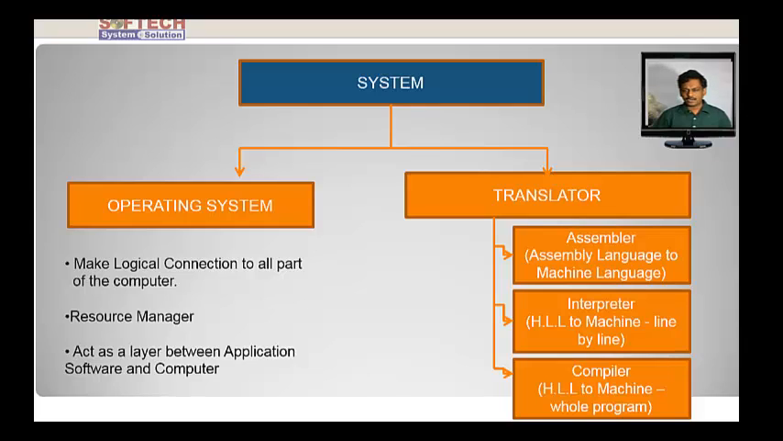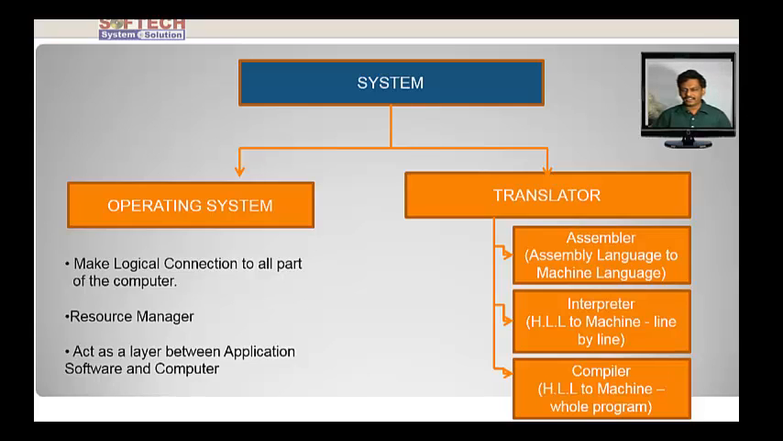But the interpreter is also a software. That software converts a high level language program into machine language, but line by line. What is line by line? The interpreter reads a statement, that is, reads one line from the high level language program, then converts it into machine code. Then it reads the next line from the high level language program, then converts it into machine language. Then it converts the third line. So it reads line by line and then converts into machine language. So it is a line by line translator.